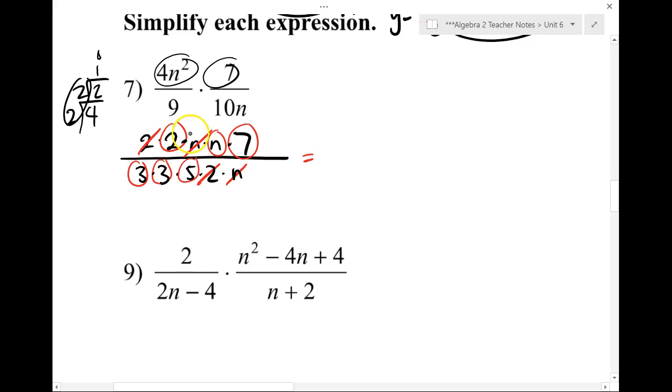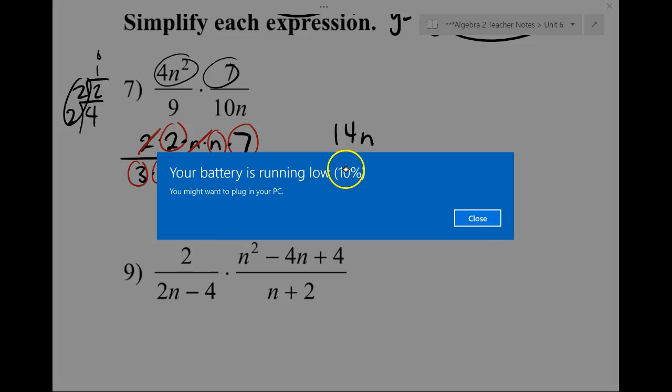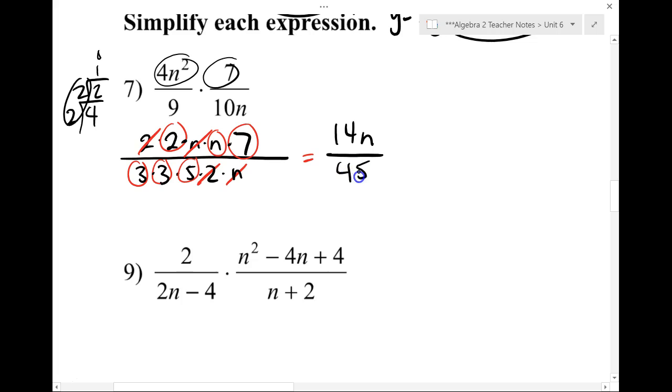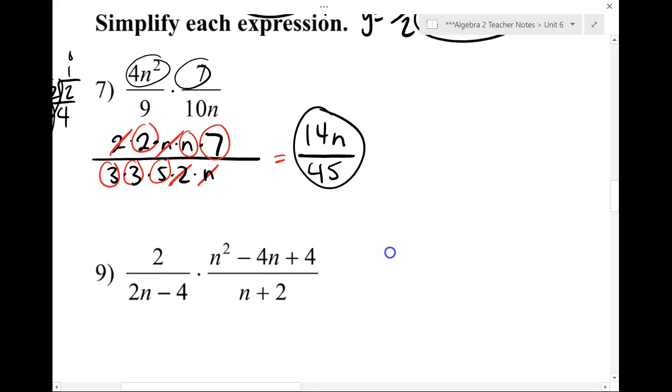So now what I'm going to do last is combine all those factors into my final answer. So now 2 times 7 is 14 times n, and then 3 times 3 is 9, times 5 is 45. Okay, and that is my final answer for that one. So now let's go over to number 8.